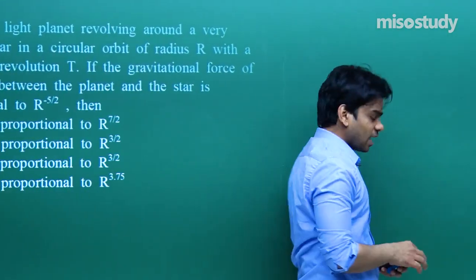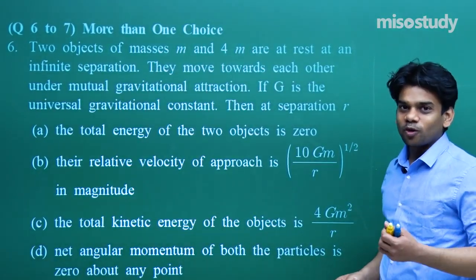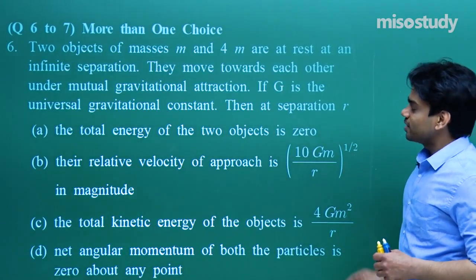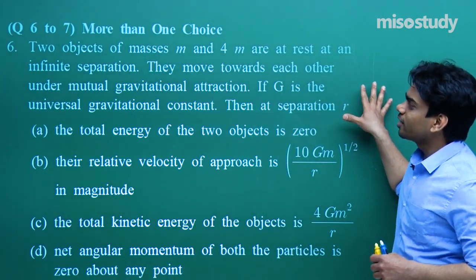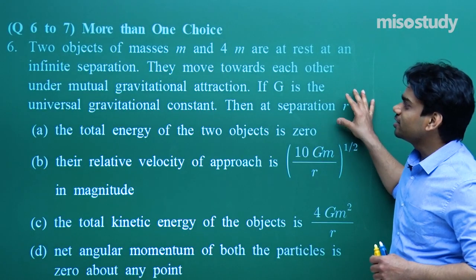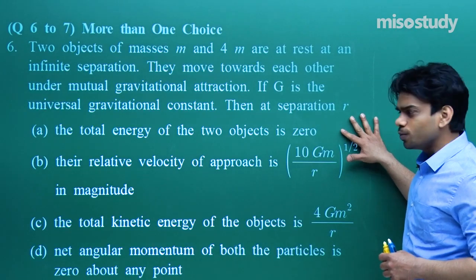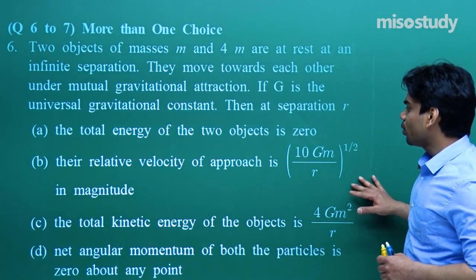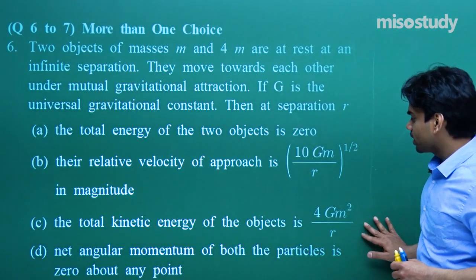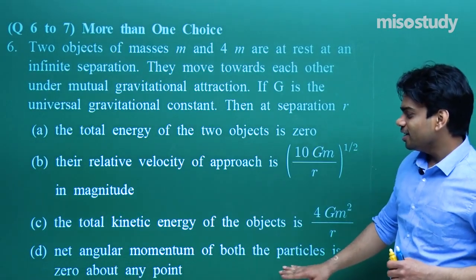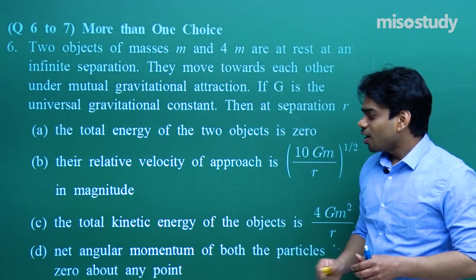The next question of the class we have is question number 6. Now here we have more than one option correct. Either one can be correct, or all 4, or 2, or 3. Two objects of masses m and 4m are at rest at an infinite separation. They move towards each other under mutual gravitational attraction. If capital G is the universal gravitational constant, then at separation r: A, the total energy of the two objects is 0; B, their relative velocity of approach is 10 Gm by r to the power 1 by 2 in magnitude; C, the total kinetic energy of the objects is 4 Gm square by r; and D, the net angular momentum of both the particles is 0 about any point. So we got this. Now we need to check the 4 options.